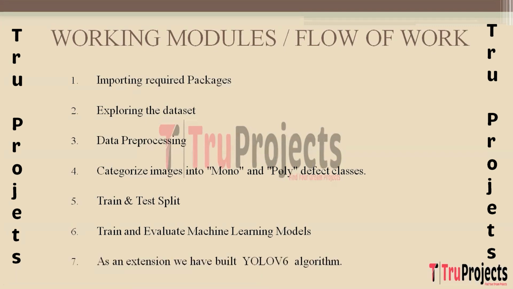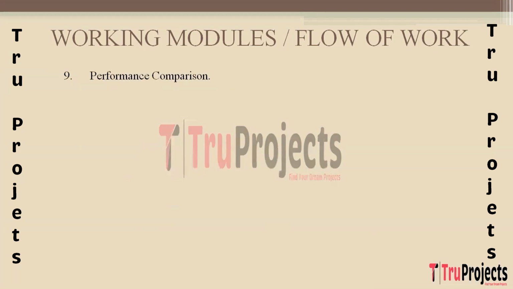And as an extension, we build the YOLOv6 algorithm, which is an advanced version of YOLOv5. This model enhances solar defect detection capabilities further. And the next step is performance comparison. So here we compare and analyze the performance of all the machine learning models, including Faster RCNN, YOLOv5 with CA attention, and YOLOv6. We visualize the performance using bar graphs and summary tables.